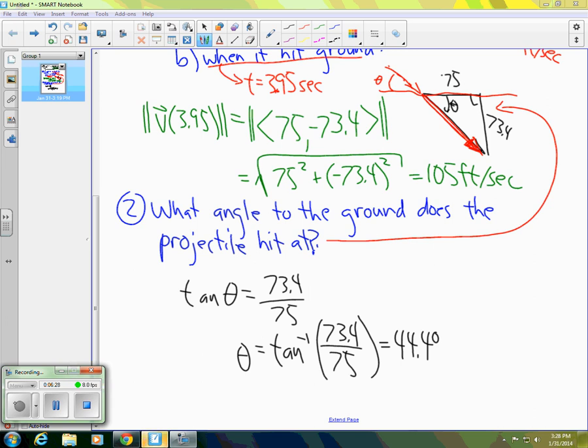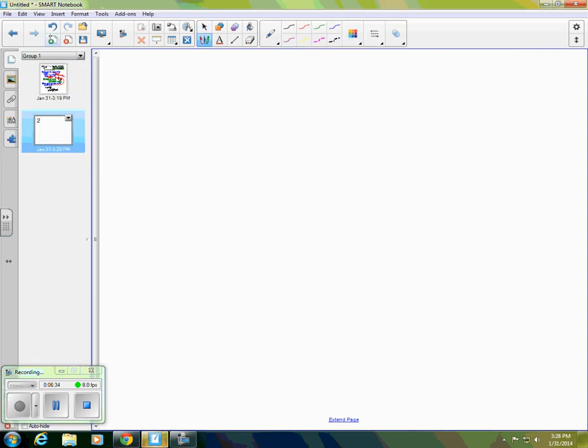Okay, so those are a couple things we can figure out. And let's ask one final question here. The final question is, let me get the blue pen back out. So question 3 is, what distance does the projectile travel through the air?